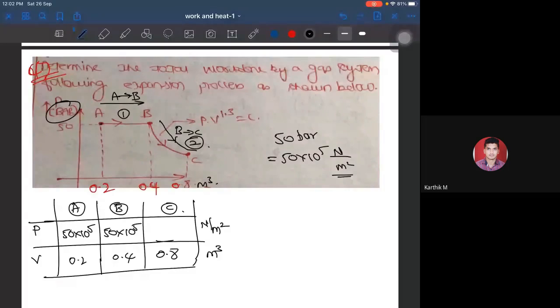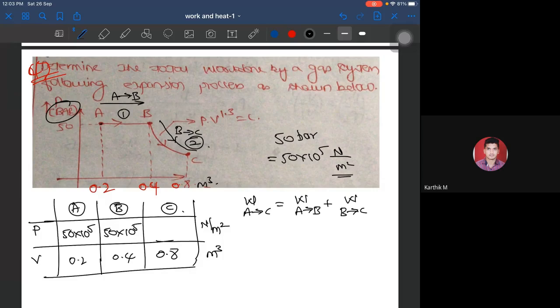So using this, I must calculate the work done. Carefully observe this, I must calculate the work done from A to C. That is your total process. That will be equal to work done from A to B plus work done from B to C. Now, it's a time to judge your processes. What is process A to B? Which process?